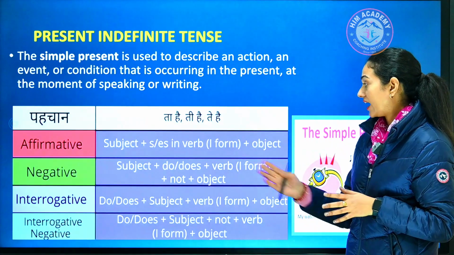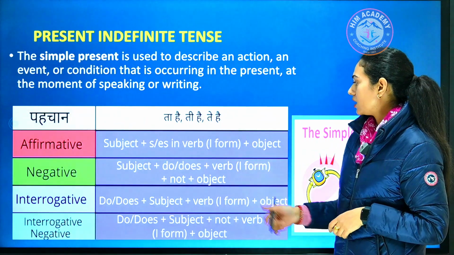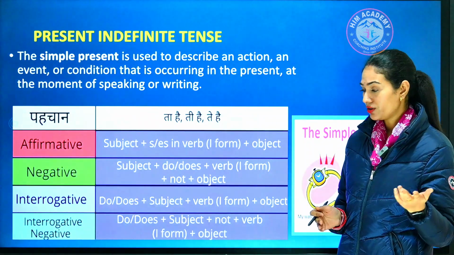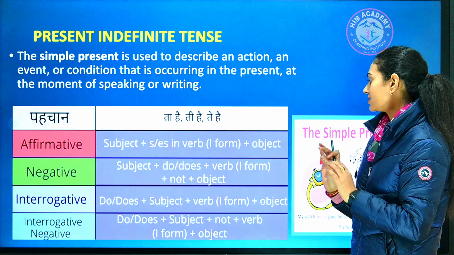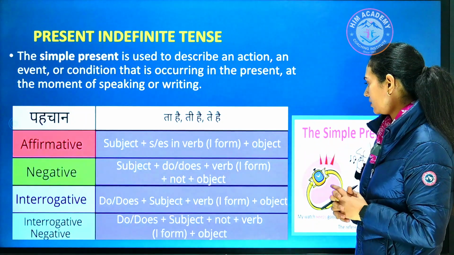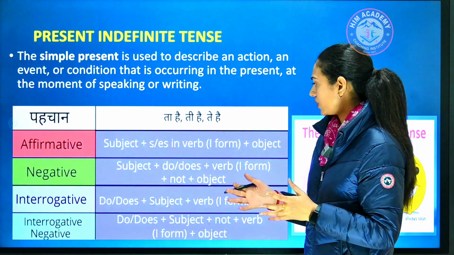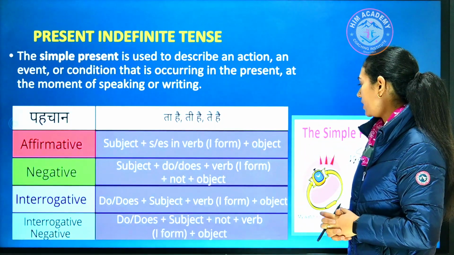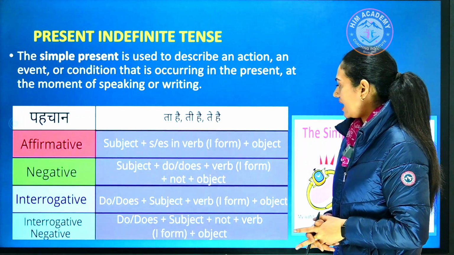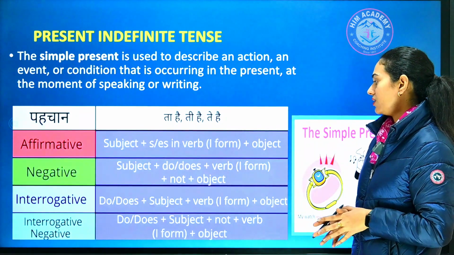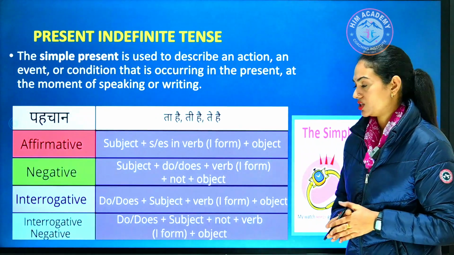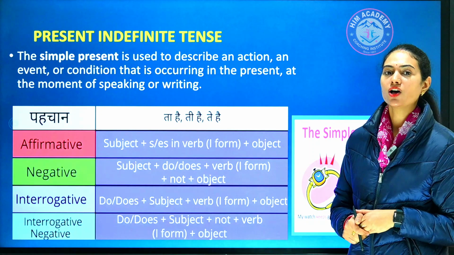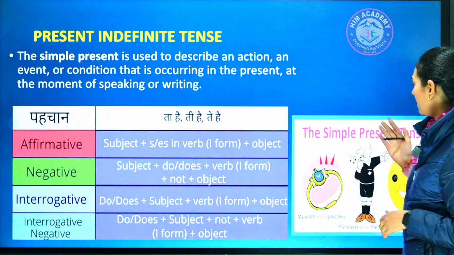For negative, we use subject plus do or does plus first form of verb and not plus object. Then we have interrogative sentences: do, does plus subject plus first form of verb plus object. Last thing we have interrogative negative. In this, do or does comes in the front, subject, then not, then first form of verb and last thing object we have.